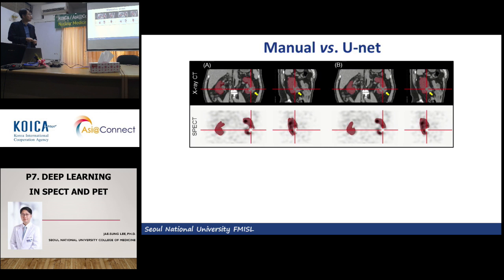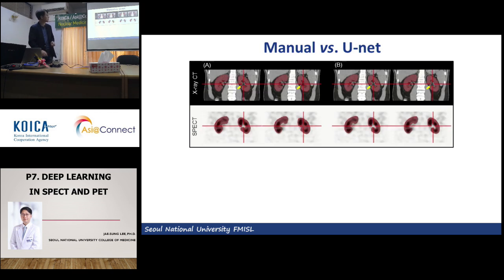Okay. So this is, as I told you, usually about 15 to 20 minutes, but we just need a few seconds to draw this volume. Okay, this is another example. In this example, the job was to draw the volume of interest only on the kidney parenchyma. You can see here the deep learning network drew quite well, but there was some error in the manually drawn volume of interest.